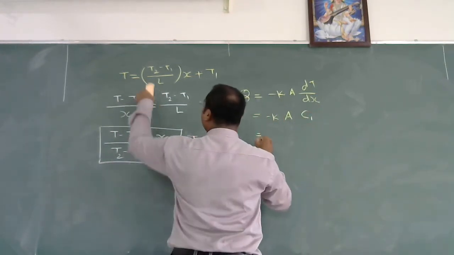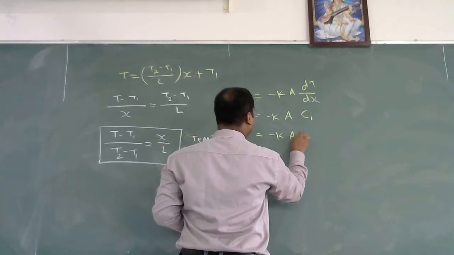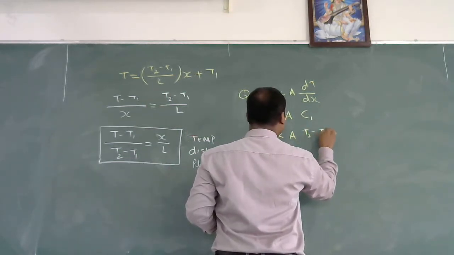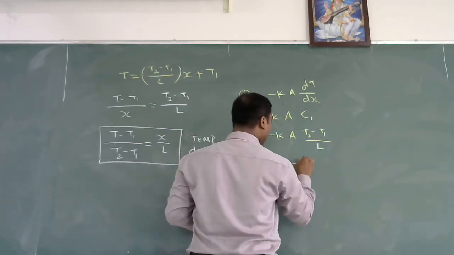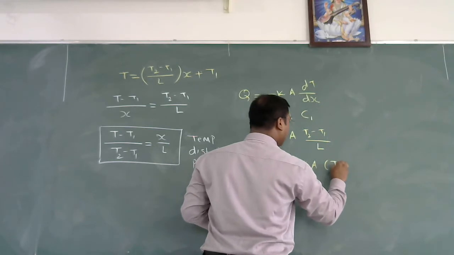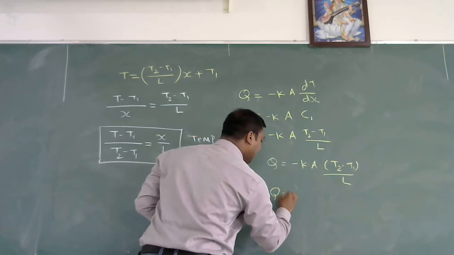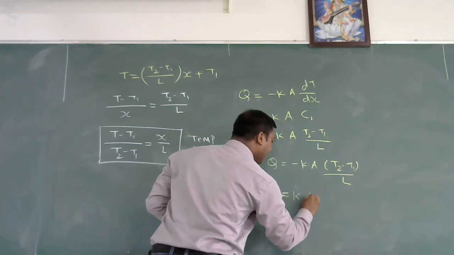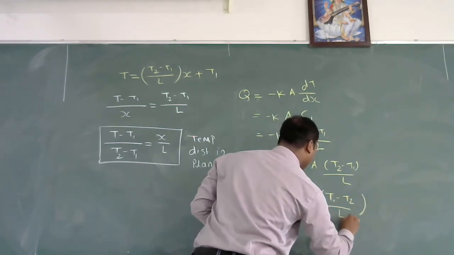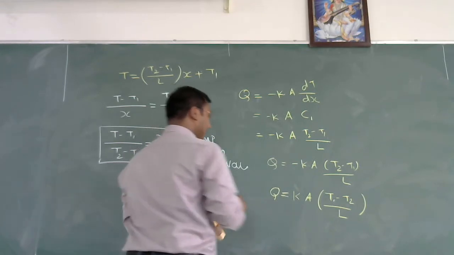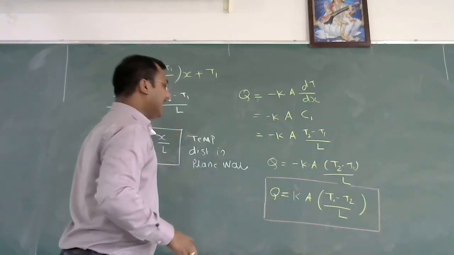And what is the value of C1? It is nothing but (T2 minus T1) divided by L. So I can modify the equation: K into A, and this becomes (T2 minus T1) divided by L. So the equation becomes Q is equal to minus K into A into (T2 minus T1) divided by L. If I remove this negative sign, I will get Q is equal to K into area into (T1 minus T2) divided by L.